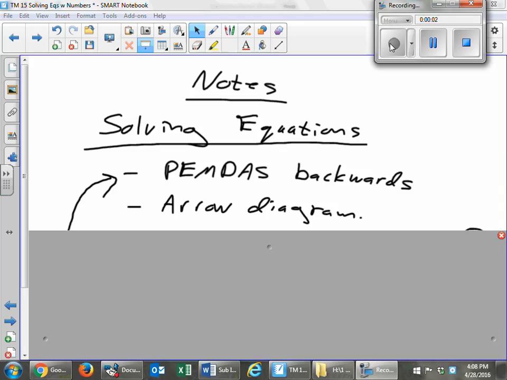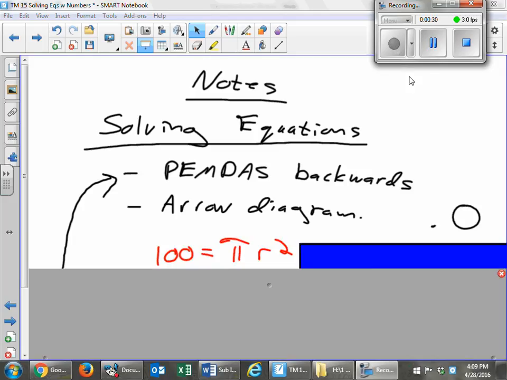We are going to learn how to solve equations today. We have two ways of doing this. We have the old school PEMDAS backwards, throw it over the river way that Mr. Hummel taught you. And he may have taught you arrow diagrams as well, but I thought we would take a few seconds to review arrow diagrams today. I just find that kids make fewer mistakes when they use an arrow diagram. I don't really care what method you use, but I'm going to focus on arrow diagrams in this chapter.